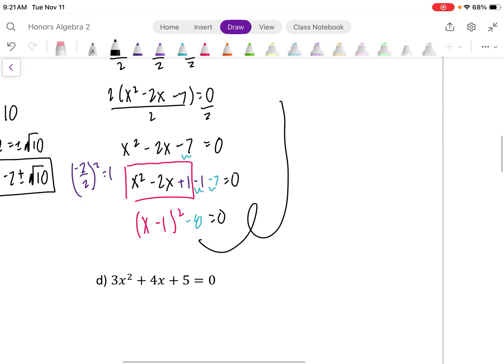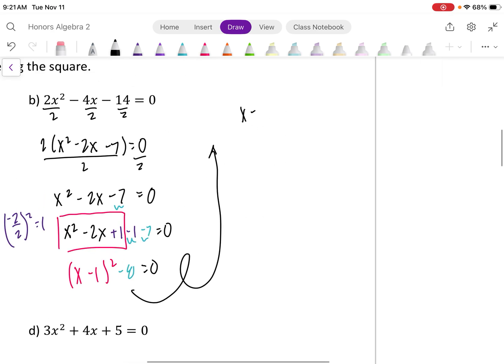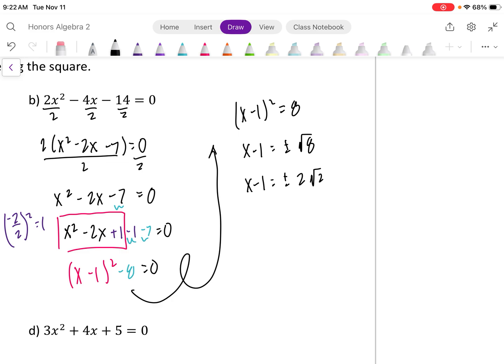Now, add that 8 over, we get x minus 1 squared equals positive 8. And then we take the square root of both sides. X minus 1 equals plus or minus square root of 8. Well, 8 can be broken down into 2 root 2. So x minus 1 equals plus or minus 2 square root of 2. You have to break down the radicals. Add 1 to both sides. X equals 1 plus or minus 2 square root of 2. So you have to make sure that you break down this square root of 8 to 2 square root of 2. I need you to break those down.